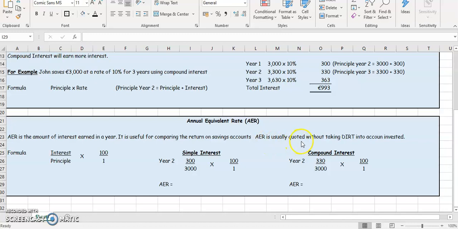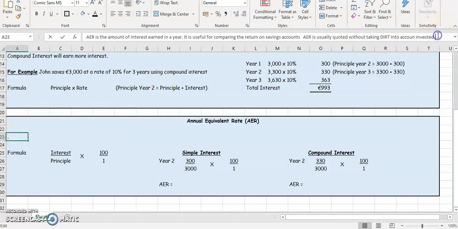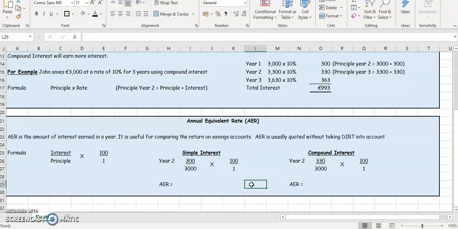The AER is usually quoted without taking DIRT into account. So we know DIRT stands for Deposit Interest Retention Tax, and it's usually a tax on any interest that's earned, and that money is sent to the government. So your formula for the AER is usually the interest earned divided by the principal, multiplied by 100 over 1, and that's usually what your formula is.